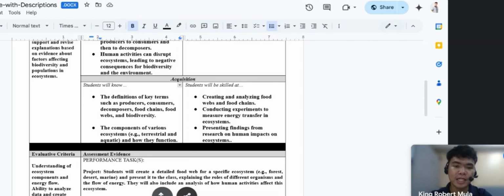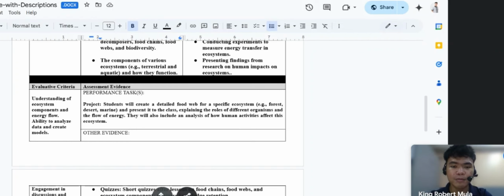Now, let's proceed to what students will be skilled at. We also highlight the skills students will develop throughout the unit. This encompasses the ability to create and analyze food webs, conduct experiments, measure the energy transfer, and effectively present their findings. These skills will equip them for future scientific inquiries and discussions.